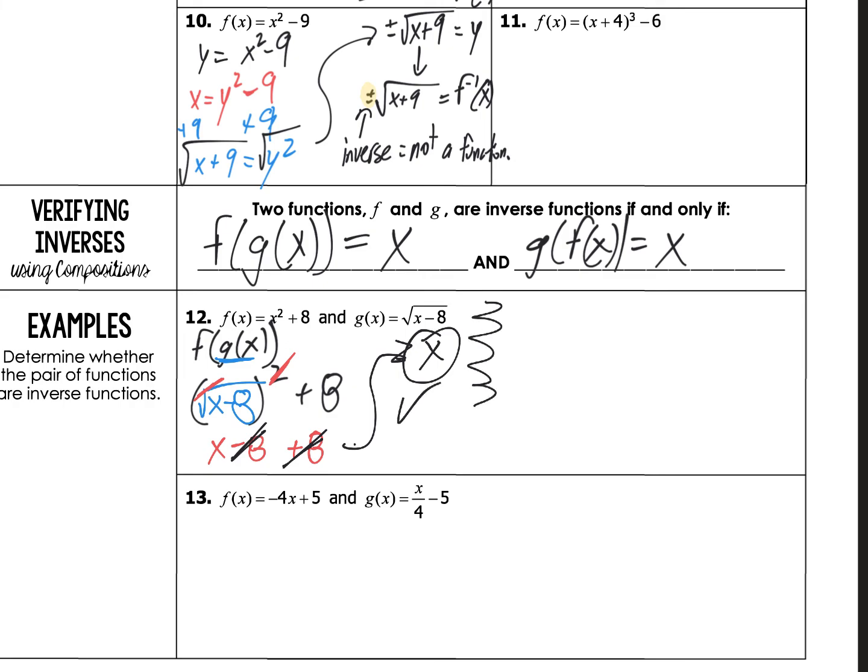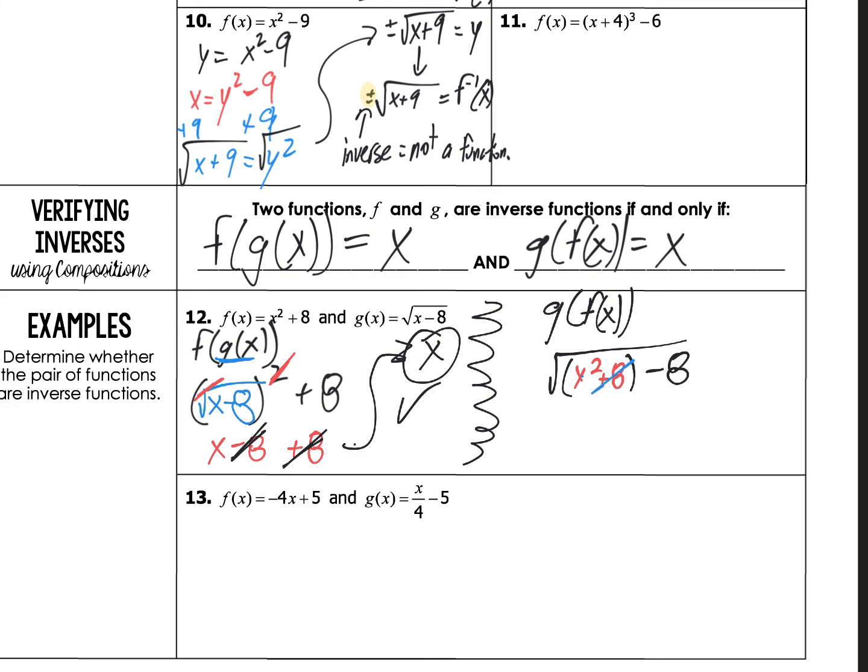We're going to make sure that we do it the other way as well, which would be g of f of x. And we're just plugging it in and making sure that they cancel out the other way. So now I've got square root blank minus 8, and now I'm plugging in x squared plus 8. This time it cancels out in reverse order, but you should see that these are going to do the same thing.